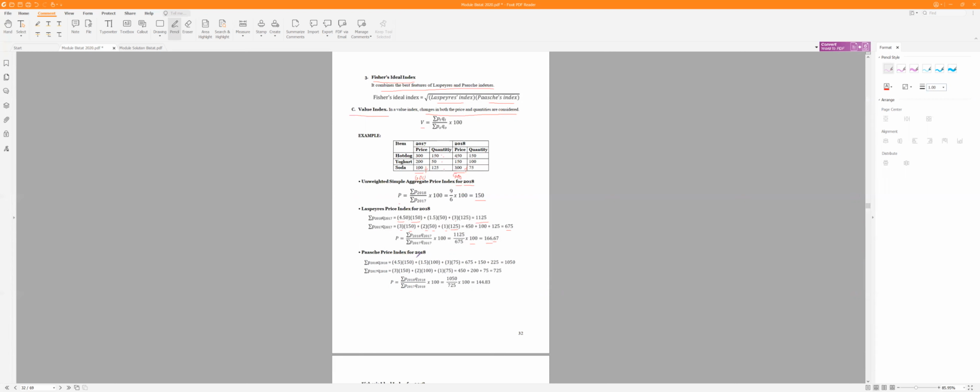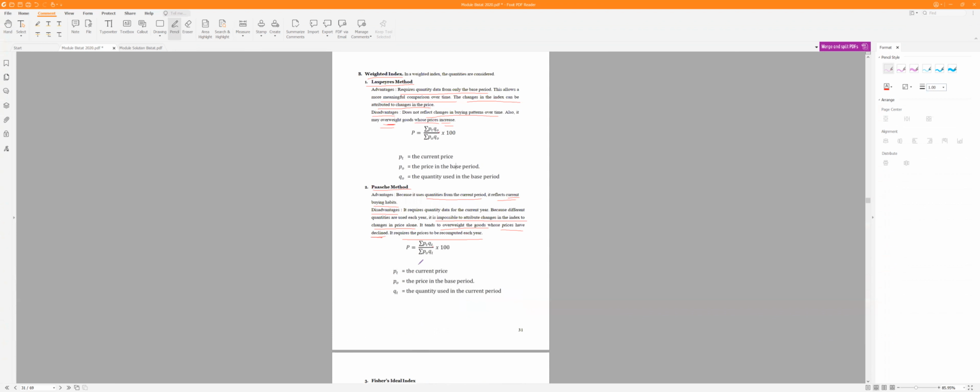For Paasche, we use current quantities, right? So it's basically this quantity. So 4.5 times 150 plus 1.5 times 100 and so on. You should know this by yourself by now. 675 plus 150 plus 225, that's 1050. And the second one is 2017 price times quantity 2018. So 725. So 1050 divided by 725, you get 144.83 for the index number.